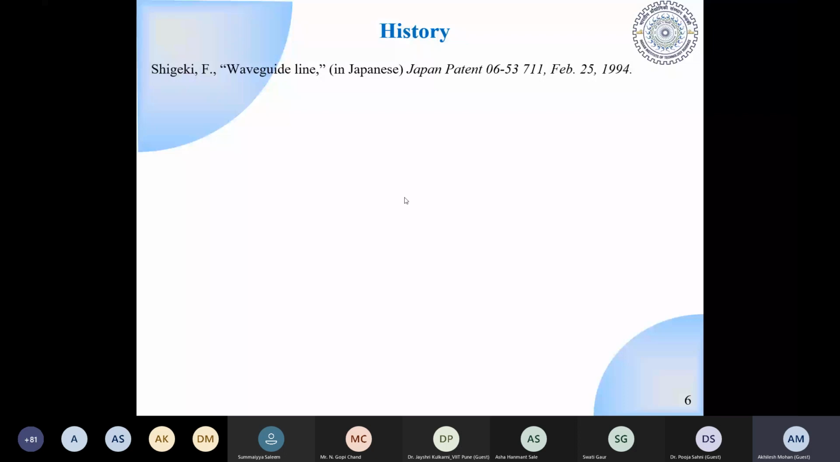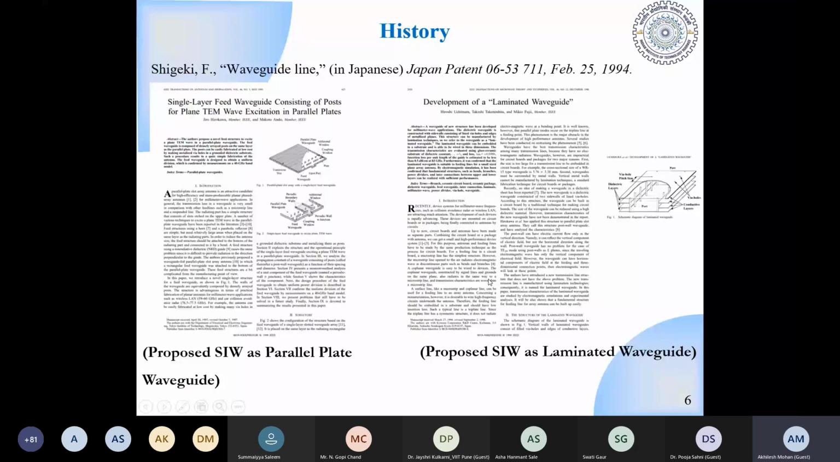Now after that, in 2000, they published a paper, also in 1998. They called SIW a laminated waveguide. They have given different names, laminated waveguide, parallel plate waveguide. They were initially trying to design some type of waveguide, but it was not very popular at that time.